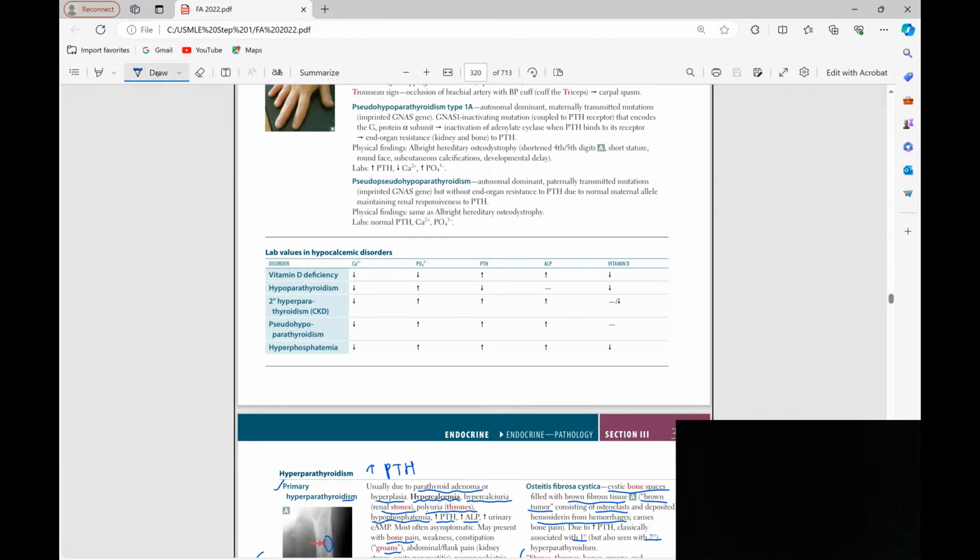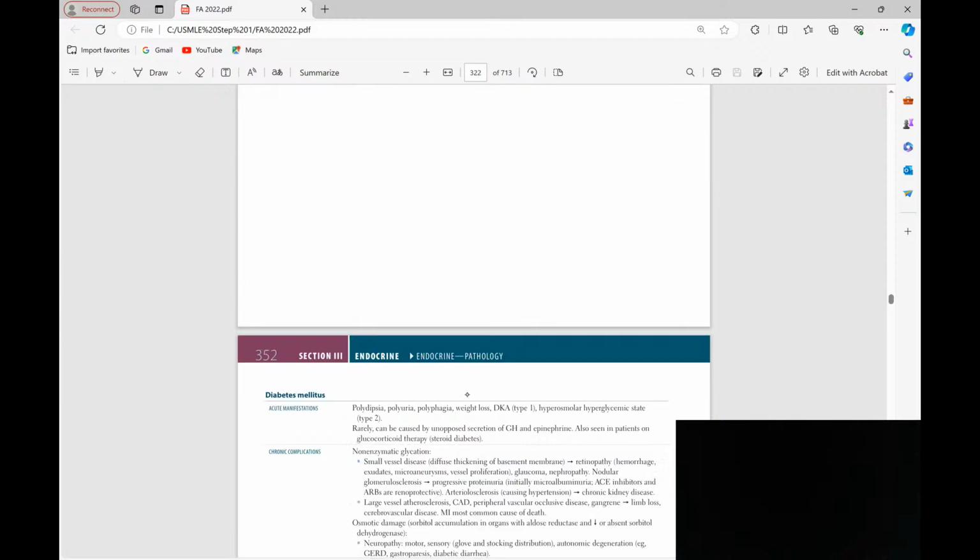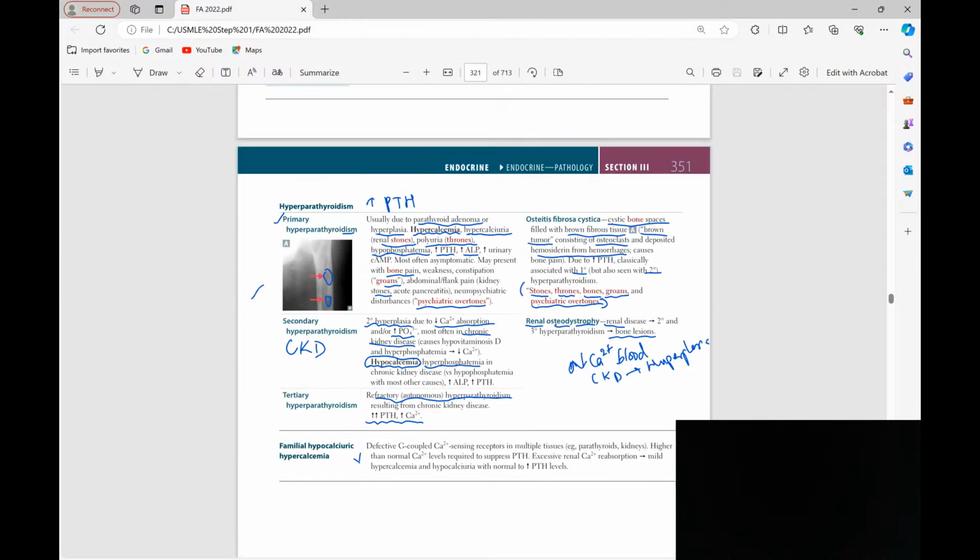This is the hypercalcemic chart. Okay, there is no hypercalcemic chart, but you can just make one. The major difference is that in primary hyperparathyroidism there is hypercalcemia, with all the features of hypercalcemia and hypercalciuria, and hypophosphatemia, whereas in secondary it's hypocalcemia and hyperphosphatemia, and in tertiary there is also a very high level of parathormone and hypercalcemia.